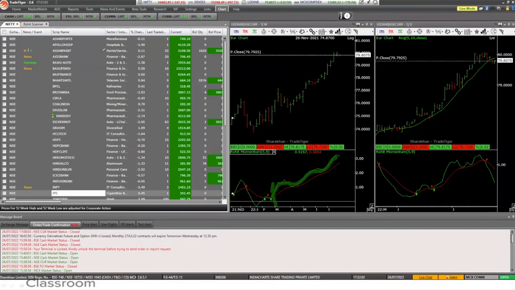Will the study be available in other software like Metastock, Falcon, Iris, Fox? No. Yes, your understanding is right, Mr. Matthews. It's currently only on TradeTiger. It's not there on the mobile app yet.